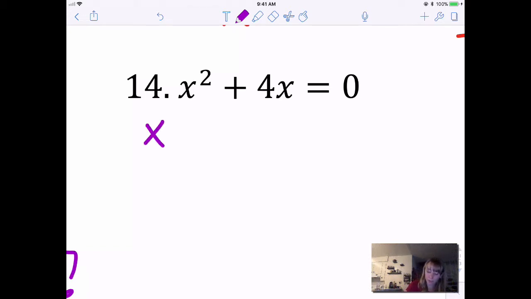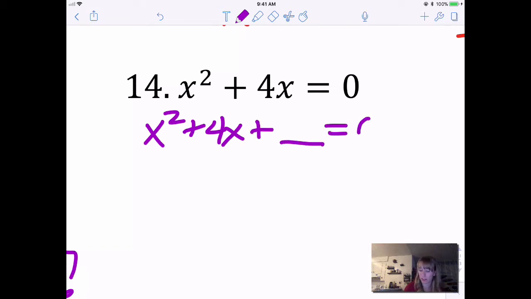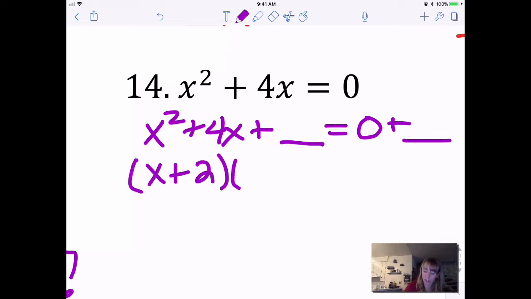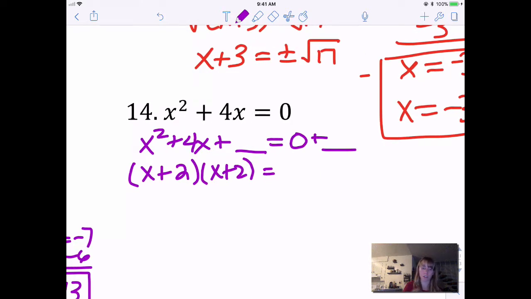14, what I really have to do here is say x squared plus 4x. I just have to add a plus blank on both sides, 0 plus blank. When I break this into two parentheses, I get x plus 2 and x plus 2, because I take 4 and divide it by 2. And I have to multiply 2 times 2 to get 4 in my two blanks. So then 0 plus 4 is 4, and completing the square is x plus 2 squared equals 4.